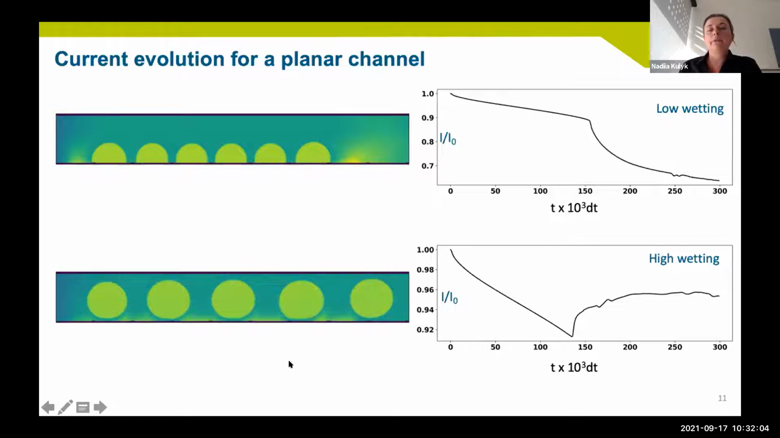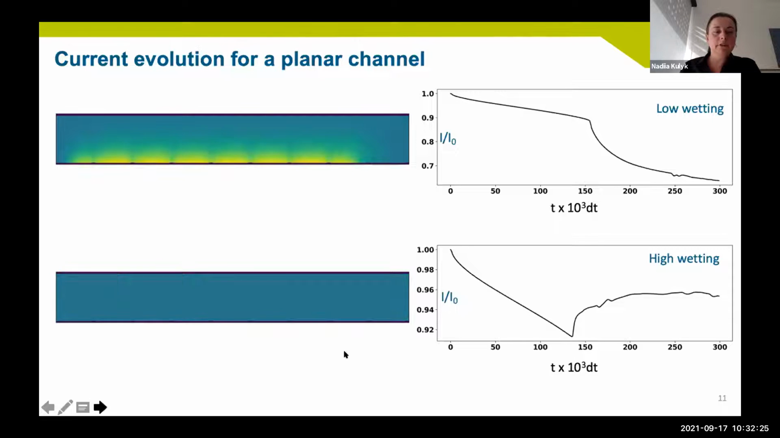In this way, we have actually a descriptor of a good reactor. This is the change of the current, the maximum change of the current that we get due to bubbles. One can easily calculate it in simulations and also measure it in experiments, so we have a direct comparison.